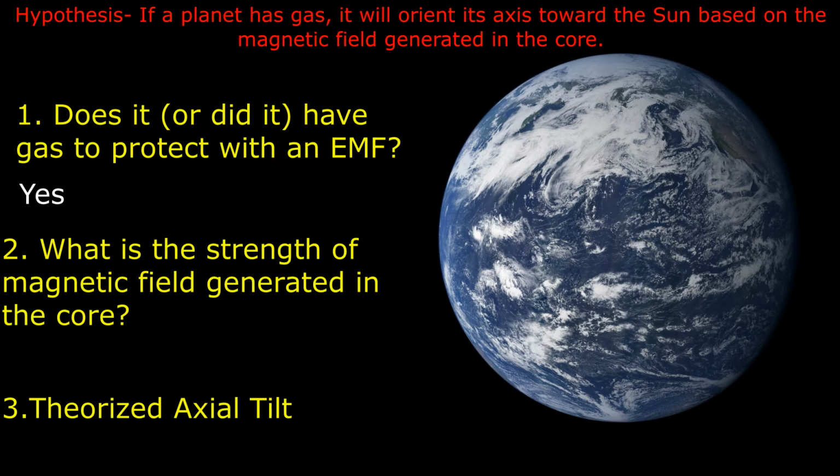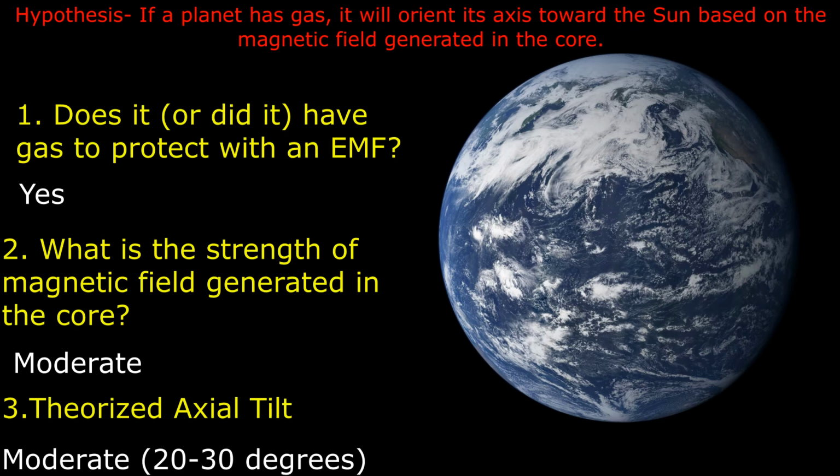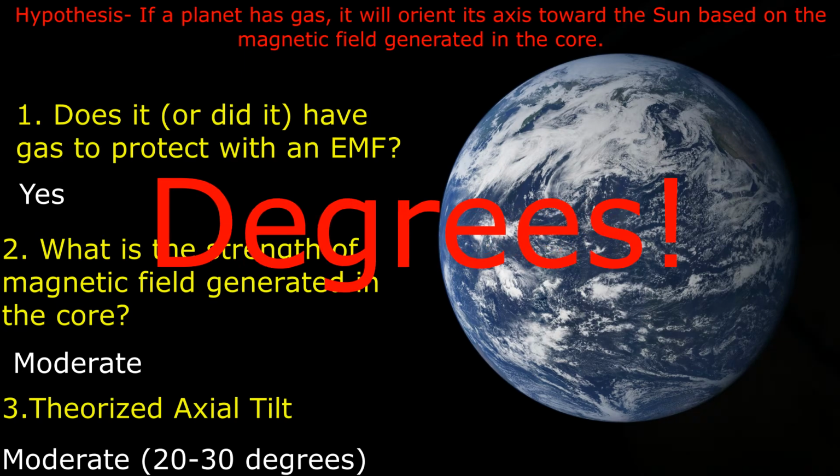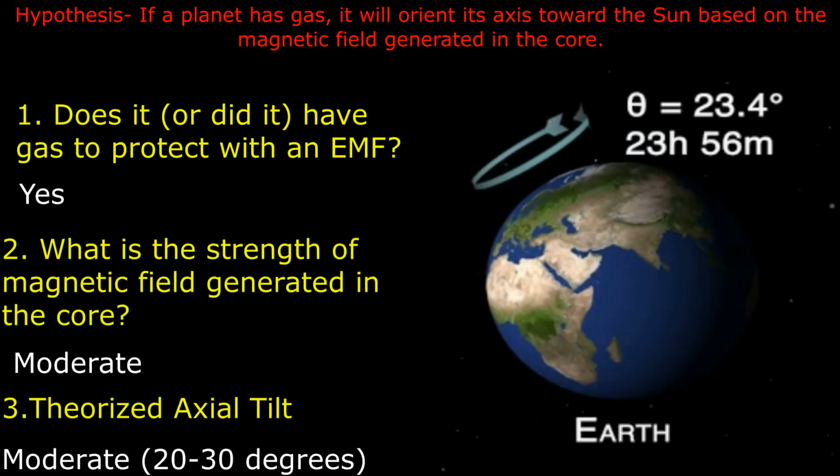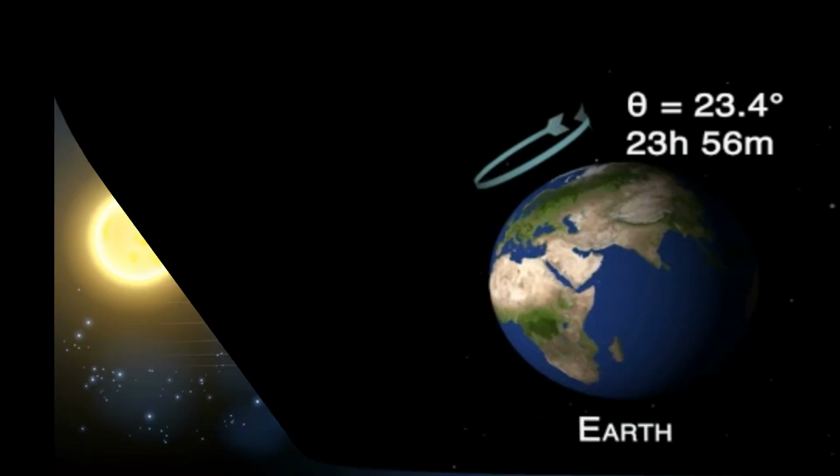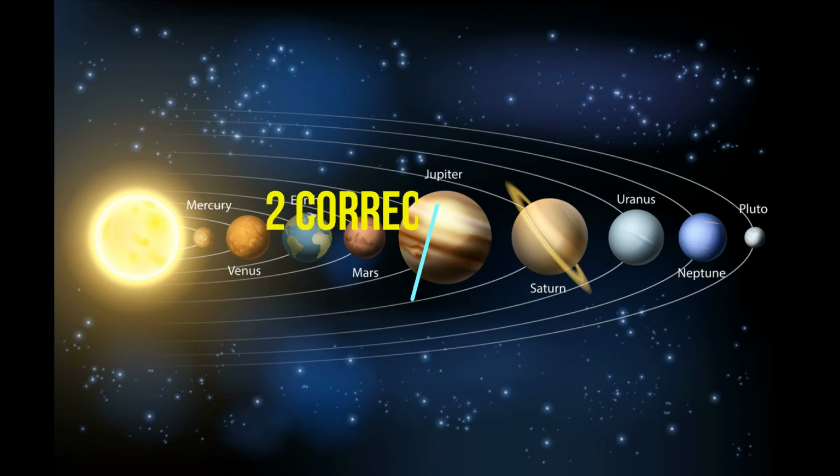So does it have gas? Well, yes, it does. I'm very fond of the gas it has. What is the strength of the magnetic field? Moderate. You're going to see that a lot. So we're going to call that 20 to 30%. I meant degrees out of 180 degrees. Moderate, I don't know what else to really do. So 20 to 30% sounds pretty good. And ding, 23%. So looks pretty good so far. Now if I'm keeping track, that means so far I'm 2 out of 2.